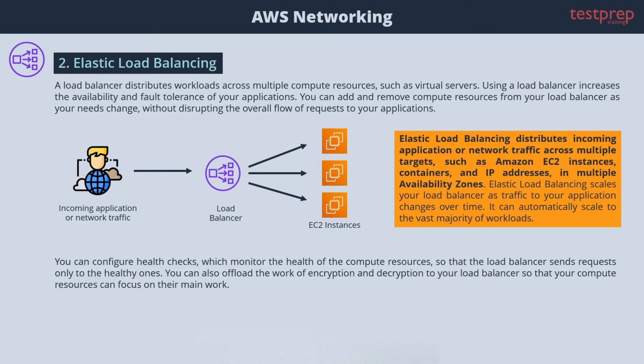Elastic Load Balancing distributes incoming application or network traffic across multiple targets, such as Amazon EC2 instances, containers, and IP addresses, in multiple Availability Zones. Elastic Load Balancing scales your load balancer as traffic to your application changes over time. It can automatically scale to the vast majority of workloads.